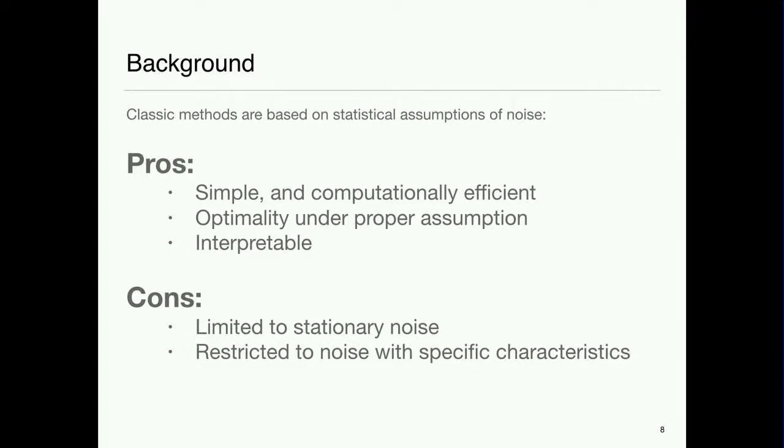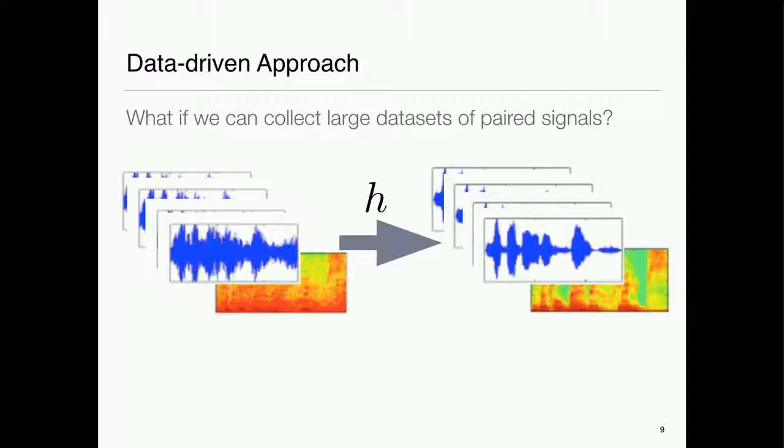But the problem with classical methods is that they are based on very strict statistical assumptions about noise. On one hand, it is very simple and computationally efficient to implement a speech enhancement system under those assumptions, and we can also have some optimality guarantees. The third point is that it is highly interpretable, because we know exactly where the noise comes from and what type of noise we are encountering. But the cons are also very obvious. The first is that it is limited to stationary noise, which means the noise cannot change over a long time. The second is that those approaches can only deal with noise with specific kinds of characteristics, like white noise or pink noise.